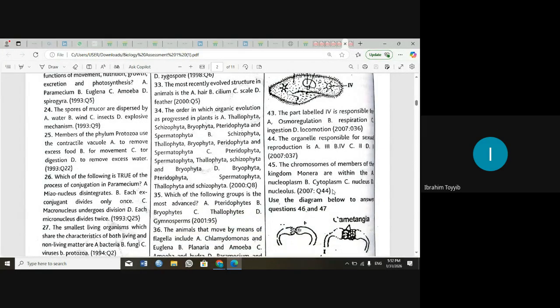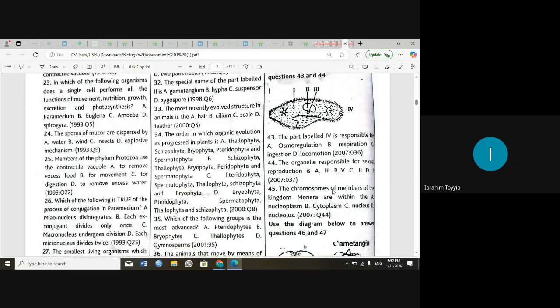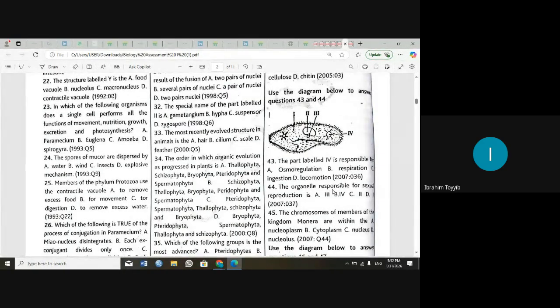So the organ responsible for sexual reproduction in this paramecium is what? The micronucleus is the part labeled 3, while the macronucleus is the part labeled 2. Can you see that one is bigger and one is smaller? Which one is bigger?